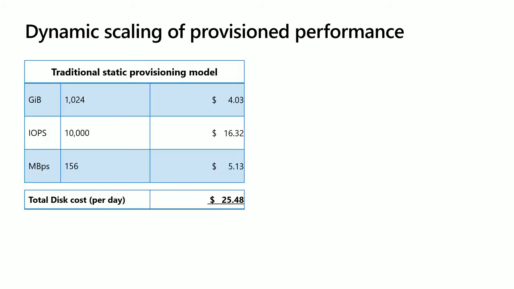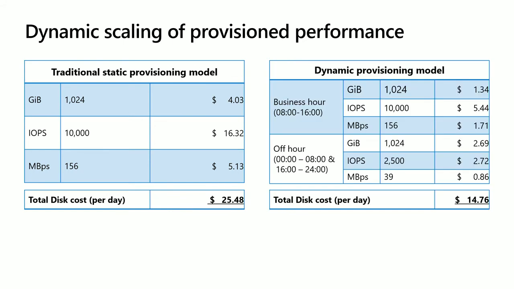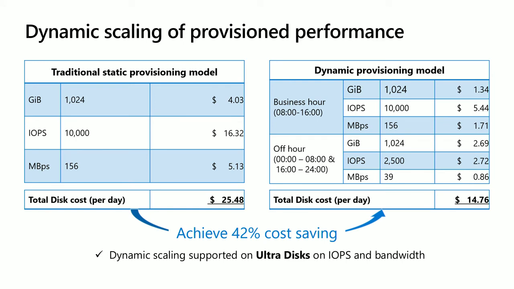If I take the traditional static provisioning model as an example, I'm hosting a trading system, so I need a disk which can handle very high transactions. At the peak, I'll need a disk, let's say 1 terabyte with 10,000 IOPS. But with dynamic provisioning, I only need such high IOPS and bandwidth during my business hours. When it's off business hours, I can tune down my IOPS to a much lower rate. With that, I can achieve a cost saving of 42%.